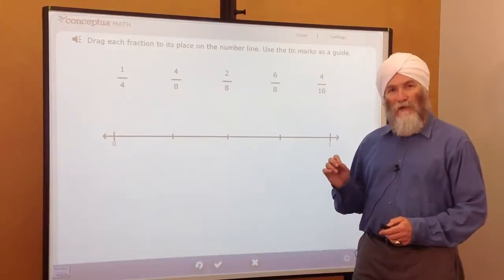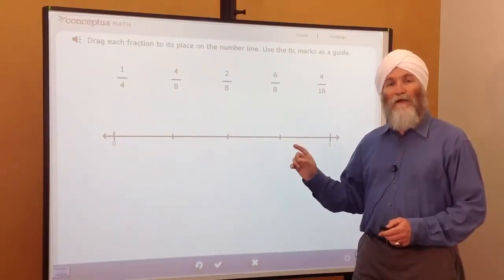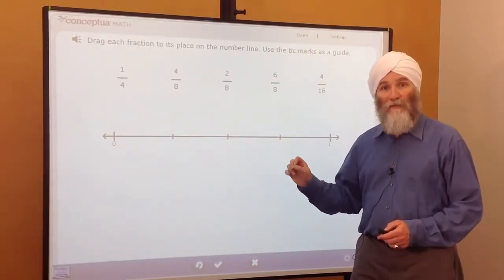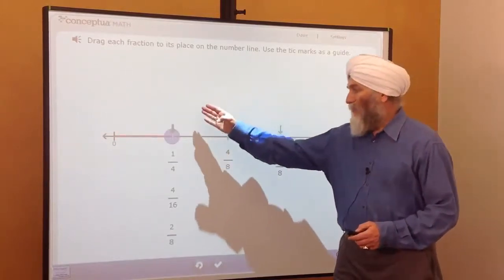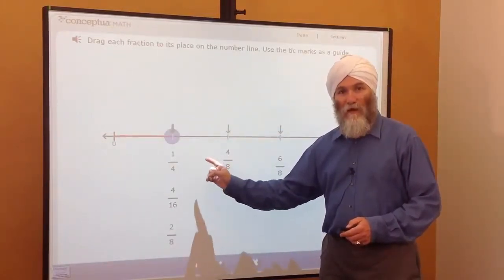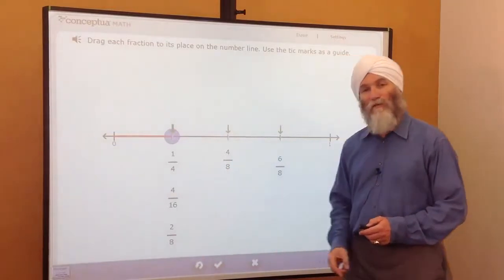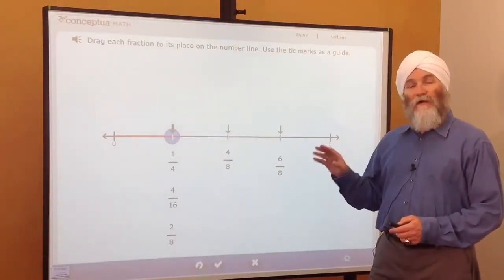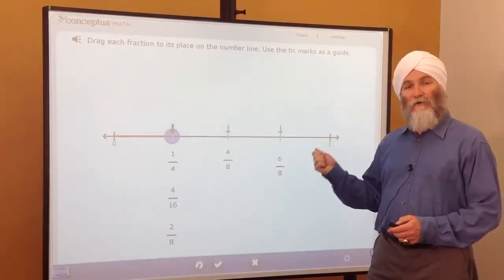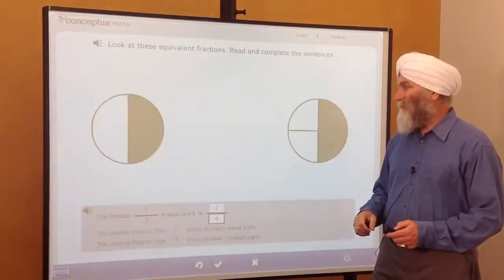Students learn with a number line that more than one fraction can name the same point on the number line. 3 different fractional names are all equivalent to 1/4. So by the end of 2 weeks, students have learned a great deal about equivalent fractions.